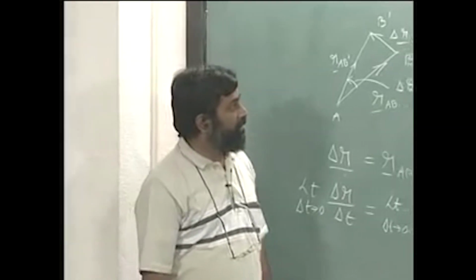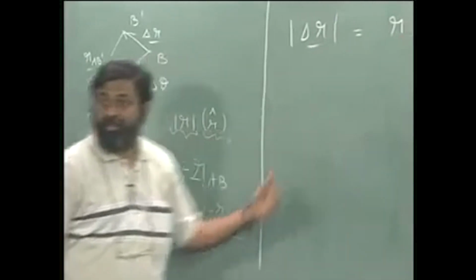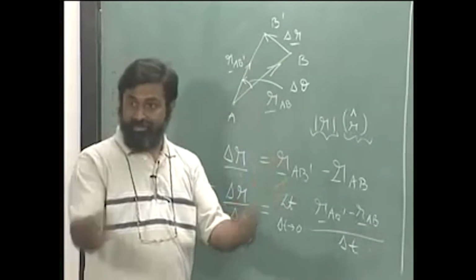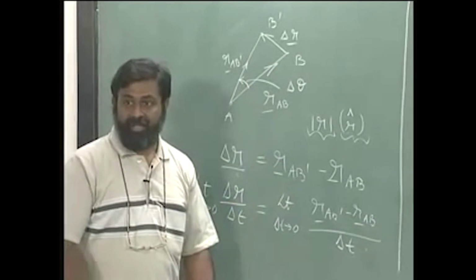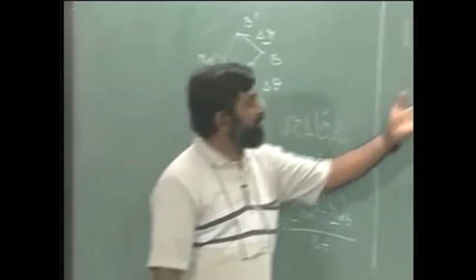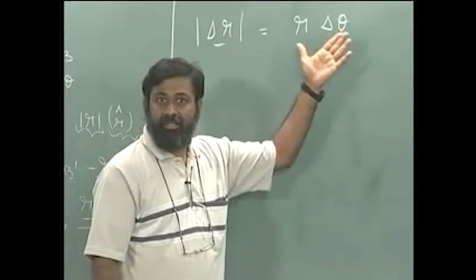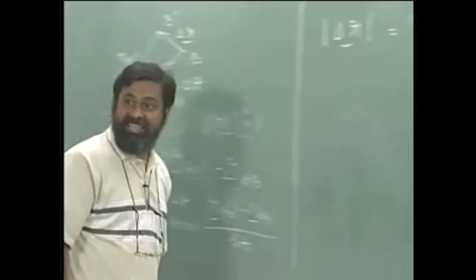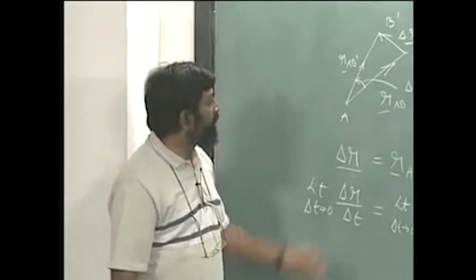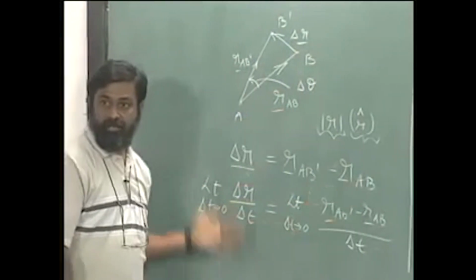All right. And what is this r? It is the magnitude of the vector for which we are finding the time derivative. Okay, so it is easy to find out the magnitude. How about the direction? Okay.